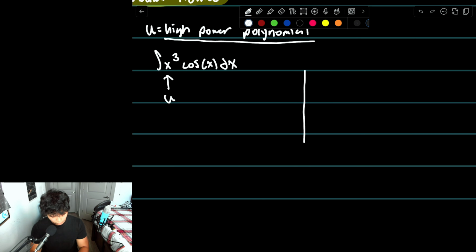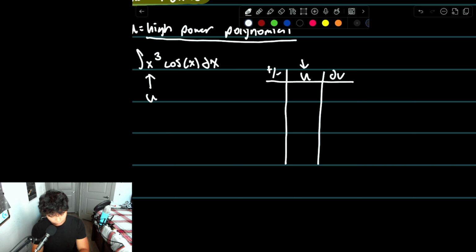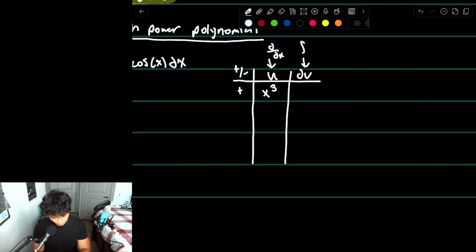We then set up this three-part table, which has our u as well as our dv, and then a plus and minus. Now we are going to find a derivative of this over and over again, and we are going to find the integral of this over and over again. So let's set up the plus minus. It's typically in order from plus to minus, plus to minus, plus to minus, but I don't have to put all of that yet. Now our u is x cubed, and our dv will be cosine x.